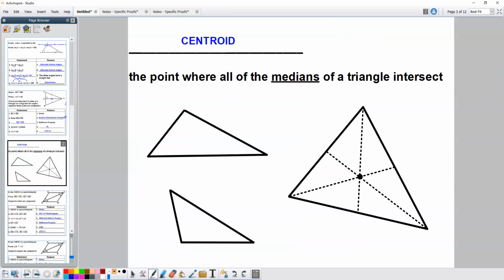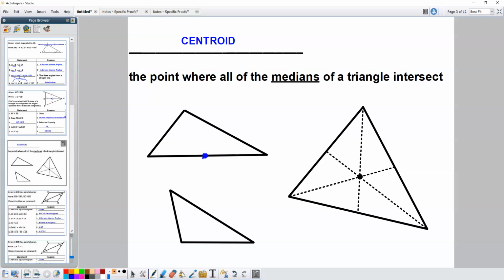Next, this is kind of random right here, but the point where all the medians of a triangle intersect. You've heard the word median before. Usually, when you're talking about mean, median, mode, that kind of stuff, it would be the middle number. You line up all the numbers, least to greatest. When you're talking in geometry about a median of a triangle, a median is a line that starts at an angle and goes to the opposite midpoint.